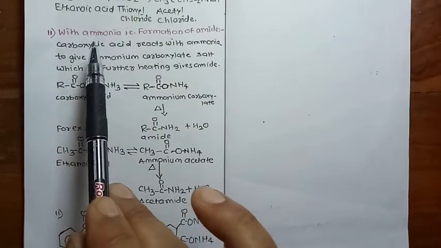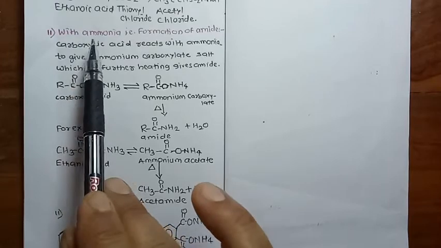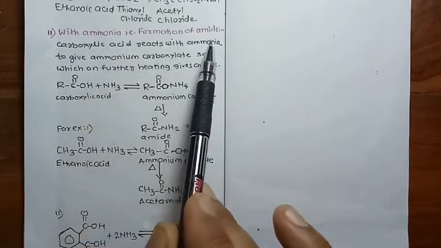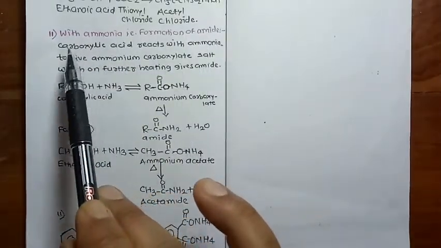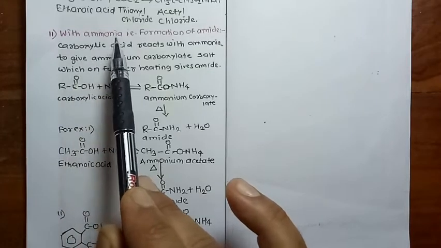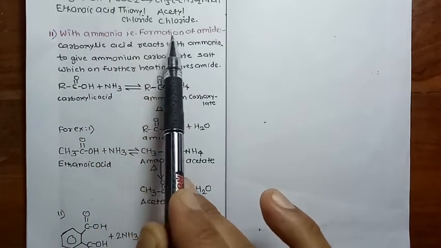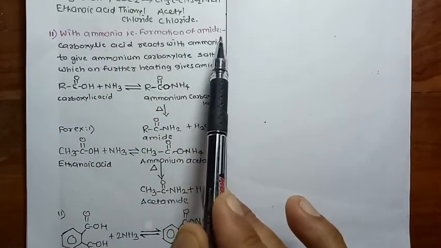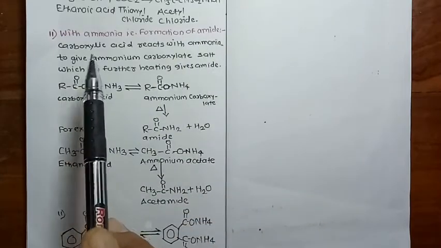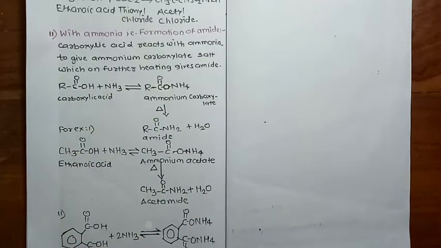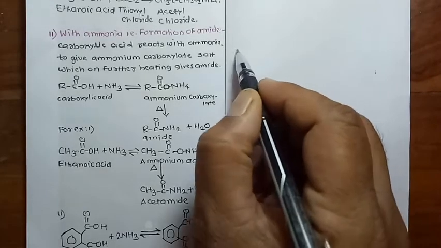Today we are going to study the chemical properties of carboxylic acids. The first reaction is the reaction with ammonia, that is, the formation of amides. Carboxylic acid reacts with ammonia to give an ammonium salt, that is, ammonium carboxylate, which on further heating gives an amide. Now the reaction takes place like this.